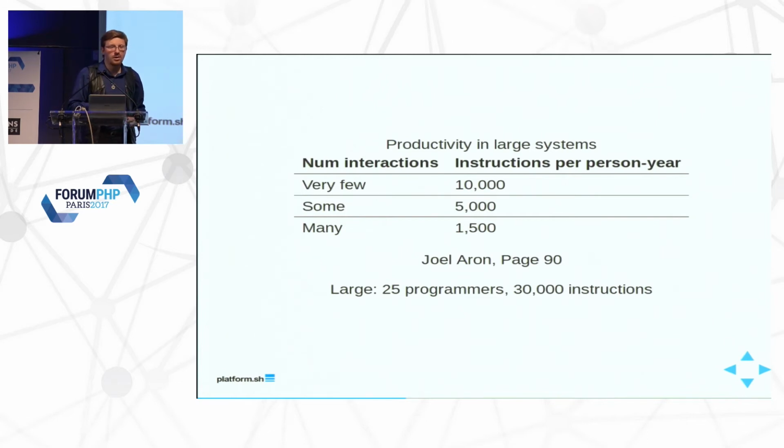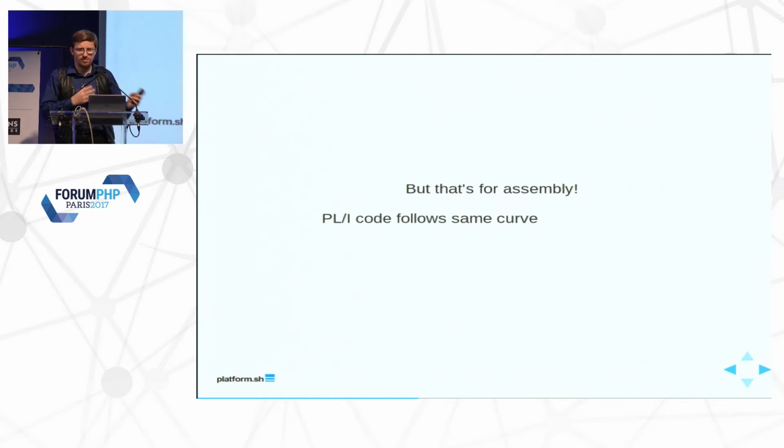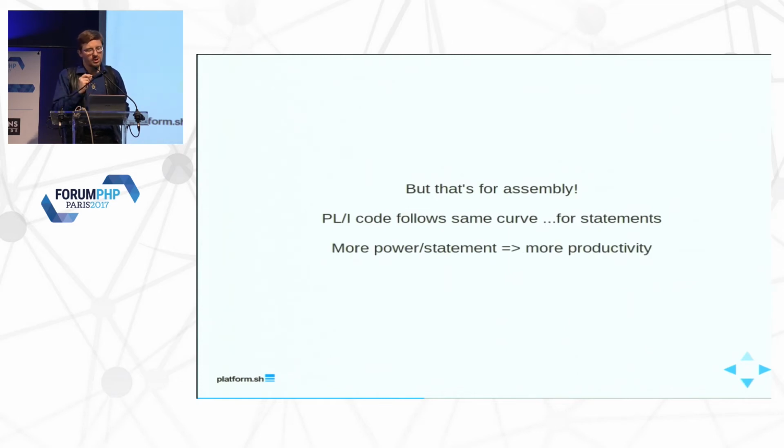Now, this study was run on code written in assembly, early 70s. But is it true for anything else? Another study followed up using PL1, which is the C equivalent from the 60s and 70s, and found the exact same pattern based on the number of statements in it, meaning it does not matter what language you're in or how powerful that language is. More code means you will code slower. However, more power, more expressiveness per statement in a language means you can still get more done for less code. So a more expressive, more powerful language does matter to productivity and matters more the larger your program gets.